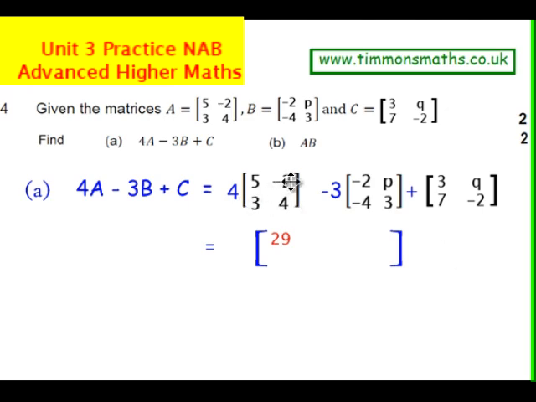4 times negative 2 is negative 8, minus 3p, plus q. The third entry, 4 3s are 12, minus 3 times minus 4 is also 12, so that's 24, plus 7, which is 31. Final entry, 4 4s are 16, minus 3 times 3, so it's 16 minus 9, which is 7, minus 2, which gives us 5.